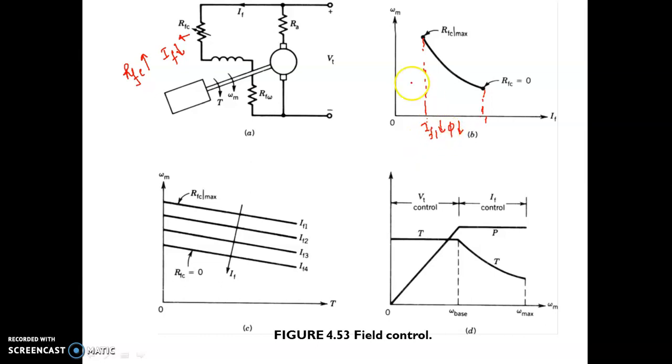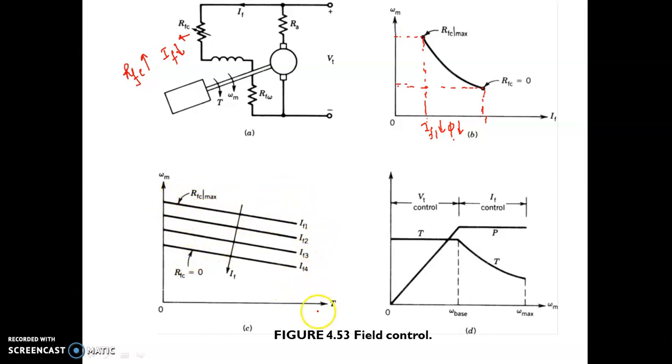When flux is decreased, the speed will increase. So here the value of speed is more. Here the value of speed is less, because here the current is high. So the speed is low here. Here the field current value is small, so the flux will be small and the speed will be higher.